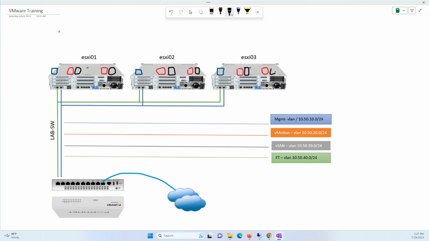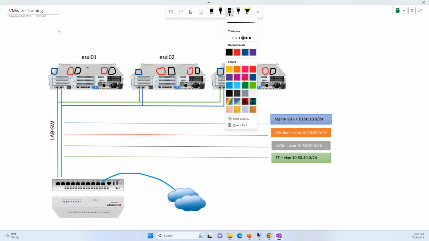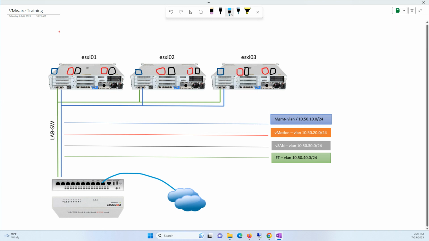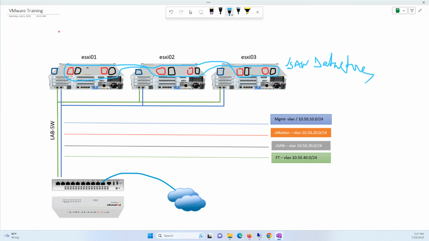And what does vSAN do? vSAN creates a big pool of disks. You take all those disks and you create a big capacity of storage that we call a vSAN datastore. So it aggregates all the capacity, and it provides you a big pool.